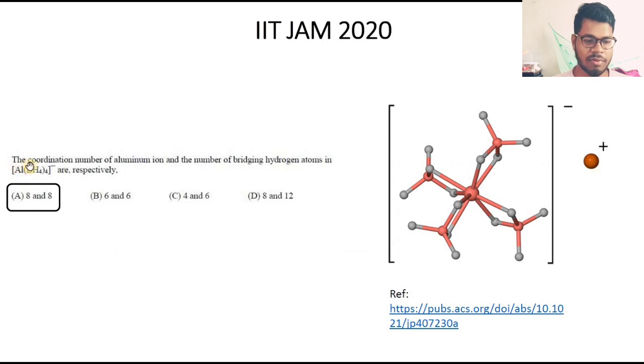Next question is coming on the coordination number of aluminium ion and the number of bridging hydrogen atoms.